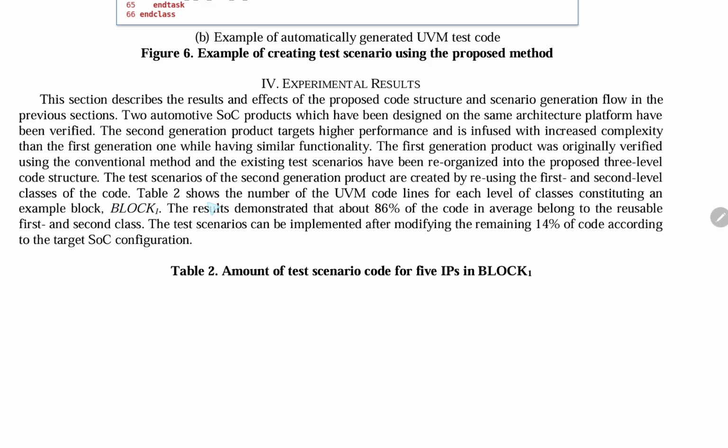Block I, the result demonstrated that about 86% of the code on average belongs to the first and second level classes. The test scenarios can be implemented after modifying the remaining 14% of the code according to the target SoC configuration. Table 2: amount of the test scenario code for 5 IPs in block I.